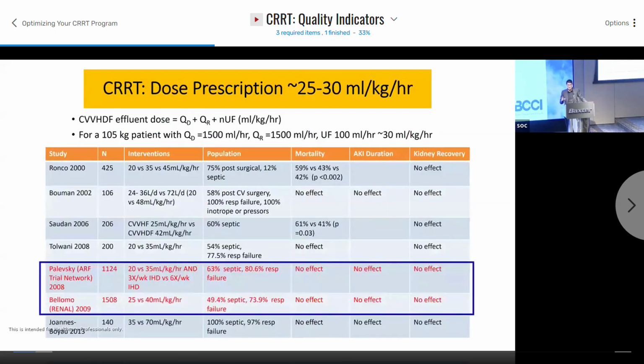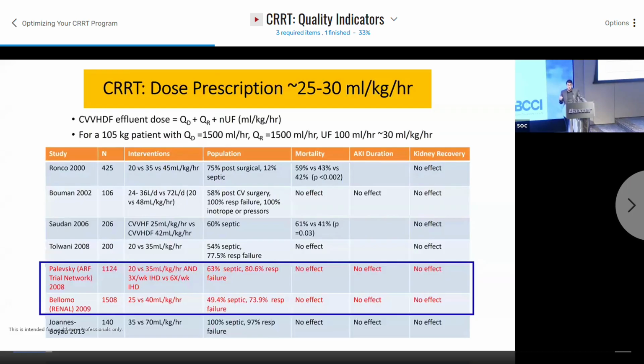So these are the trial data that pretty much make this recommendation a strong level of evidence recommendation, the ATN and the RENAL trial. The idea was to compare the standard dose of 20-25 of the delivered CRRT dose, total effluent, versus a dose of 35-40. And you clearly see that there is no effect in outcomes that are relevant, mortality, AKI duration, kidney recovery.